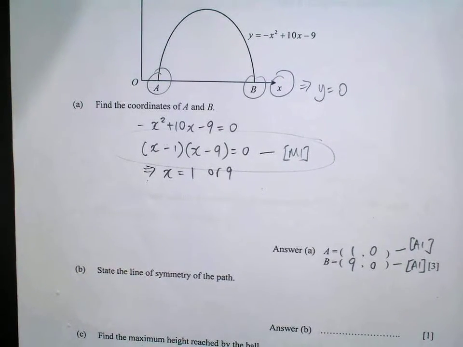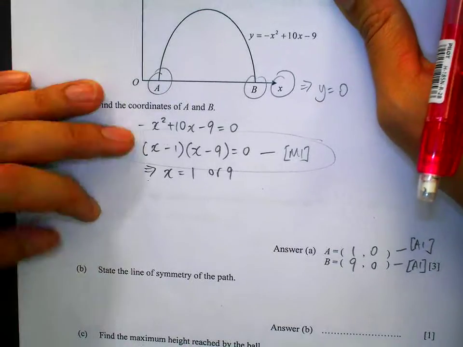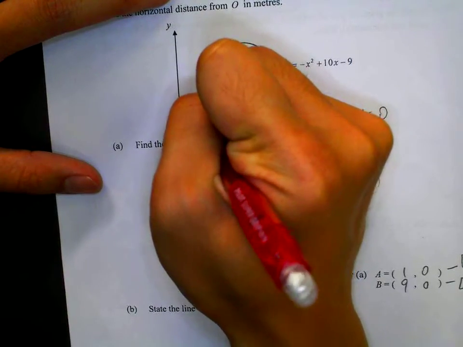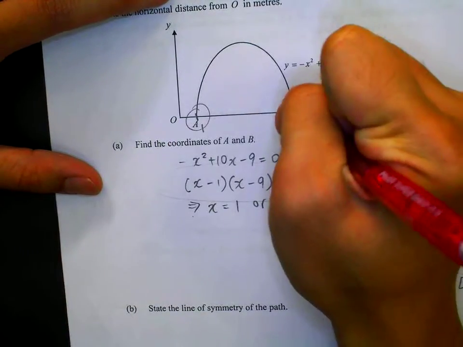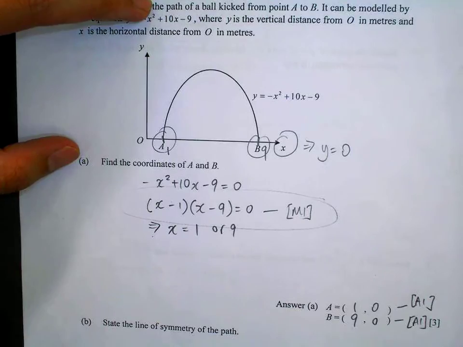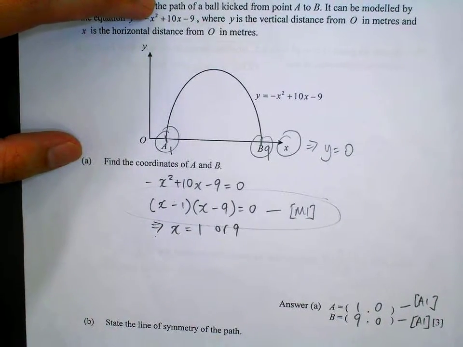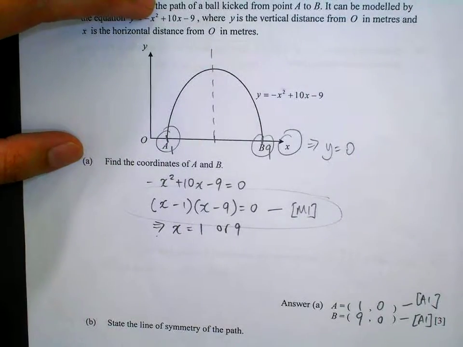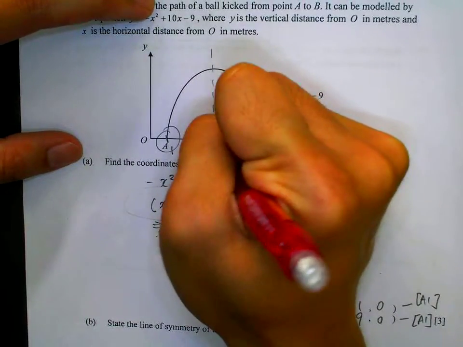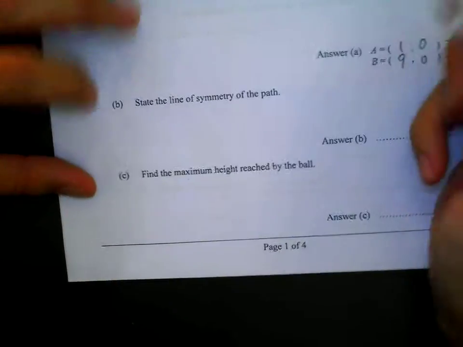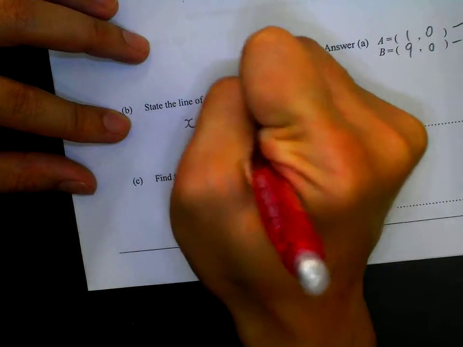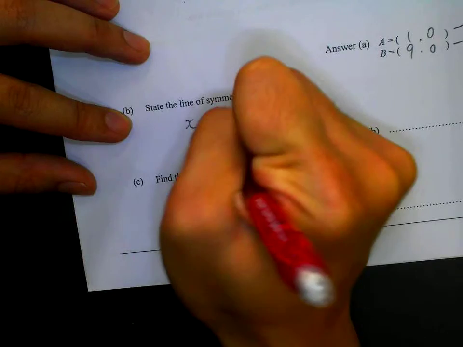Mentioned before already. State the line of symmetry. Now, knowing that this x-intercept is 1 and this x-intercept is 9, what must be in the middle? This is my line of symmetry. What must this be? 5. How do we get 5? So line of symmetry, x equals (9 plus 1) over 2, which is 5.